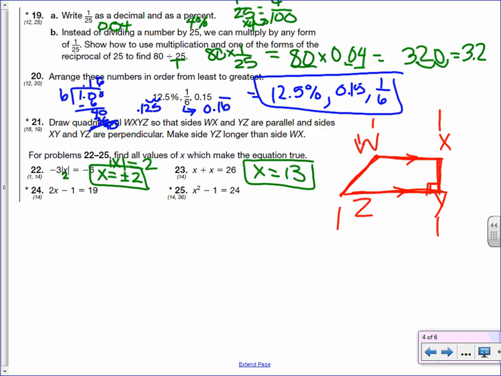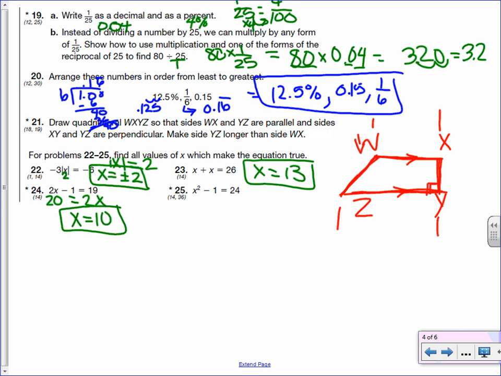2x minus 1 equals 19. So 20 minus 1 would give me 19. So 20 has to be equal to 2x. So now, 2 times what number gives me 20? 2 times 10 gives me 20.